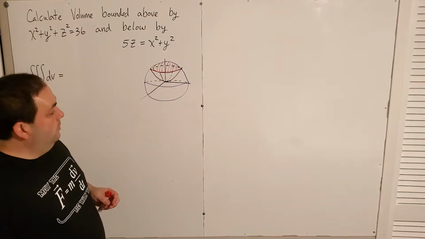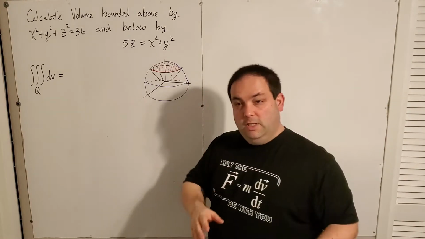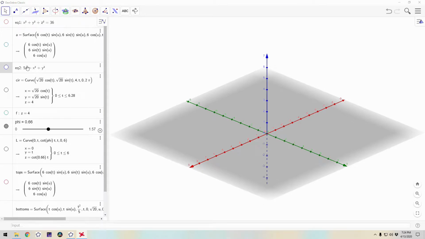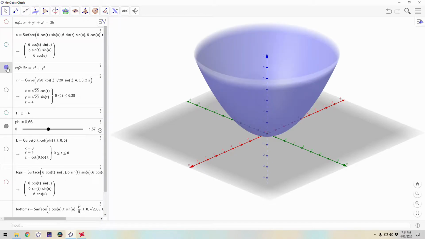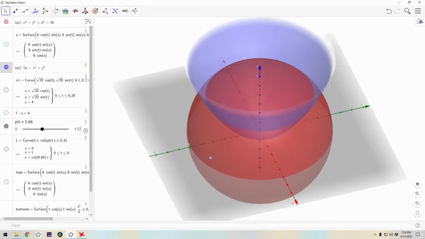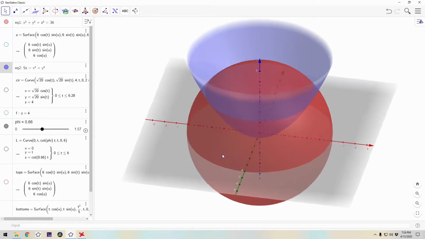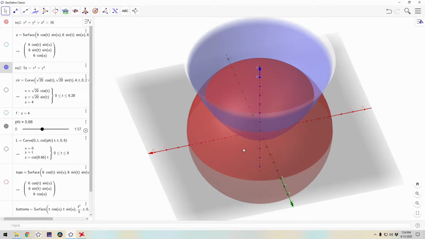Before we get too deep, why don't you take a look at what this really looks like, better than I can draw it. Here are those two equations that we were talking about, the top and the bottom of our volume. Here's the sphere, x squared plus y squared plus z squared equals 36. And here's the paraboloid, 5z equals x squared plus y squared. Now if you look at both of them at the same time, you can see it's just like we were discussing. They do meet in a symmetric way in this circle up at the top, and it's when z equals 4.